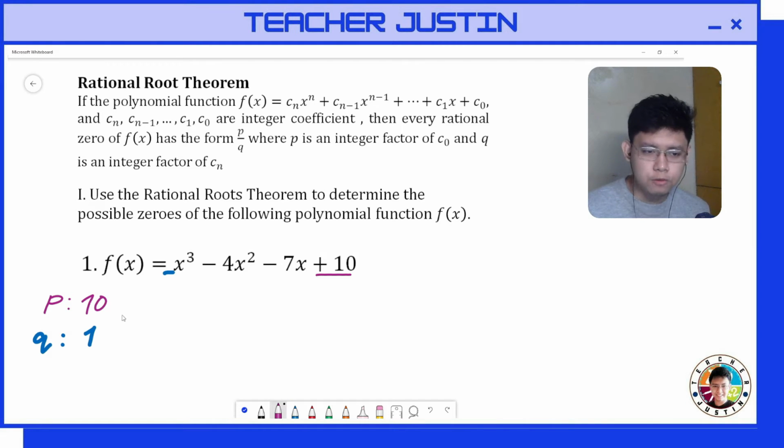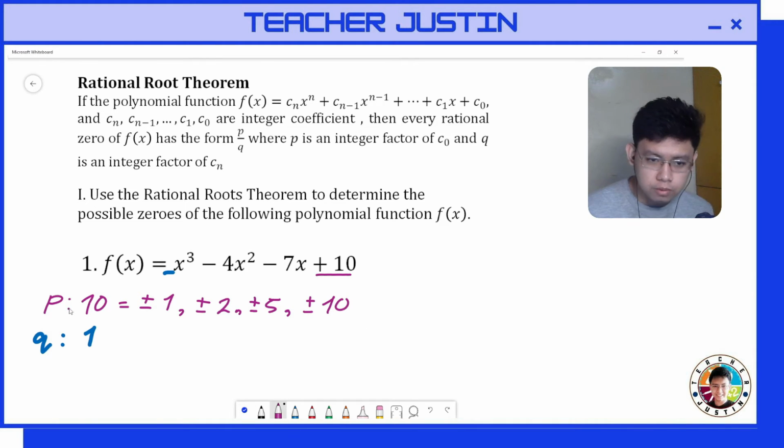Okay. So after finding p and q, we will be getting the factors of our p and q separately. So our p has factors of positive negative 1, positive negative 2, positive negative 5, and positive negative 10. So these are the factors of 10. Now let's proceed to our q. The possible factors of 1 are positive and negative 1.